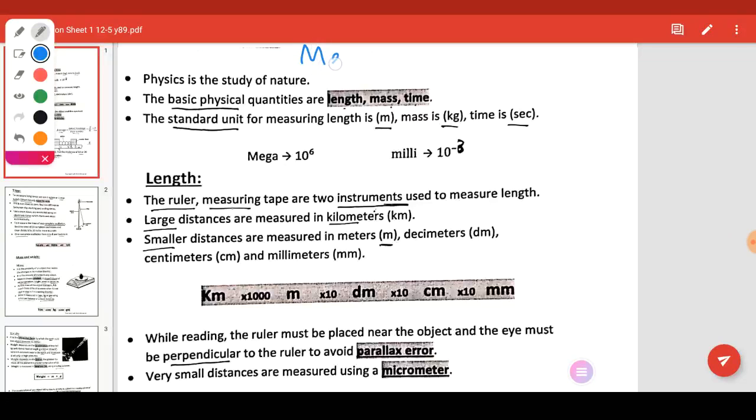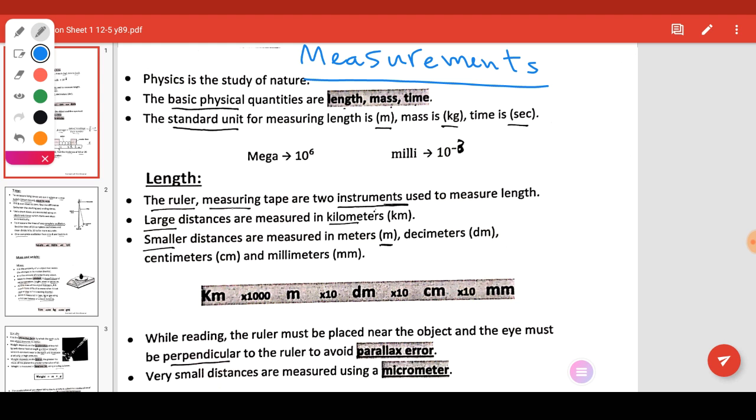We are going to study measurements. This is a very important lesson in physics. Physics is the study of nature.